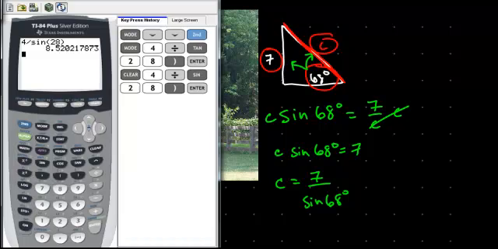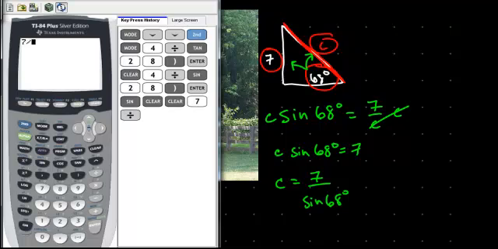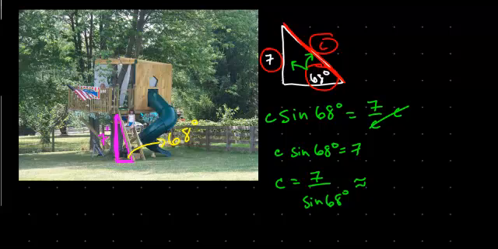Go to our calculator. Oops, that's not what I want. Clear that all out. 7 divided by the sine of 68, and we're going to get 7.549. I'm going to round to 3 decimal places, so that's going to be about 7.55, and I'm in feet. Talking about feet here.